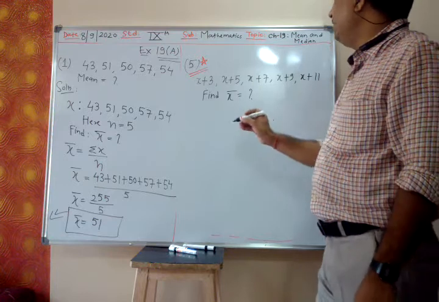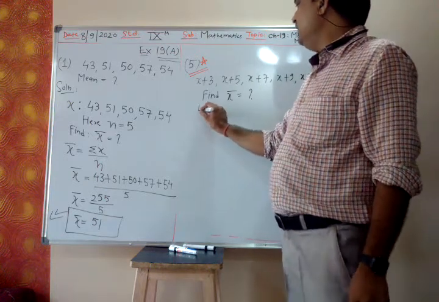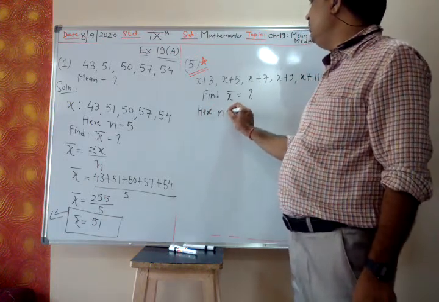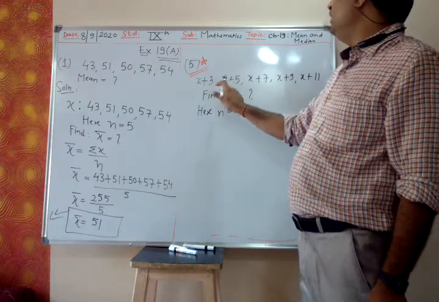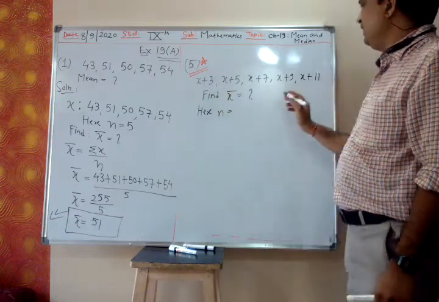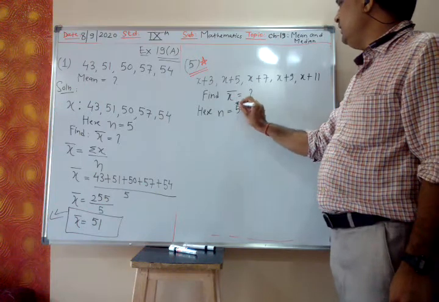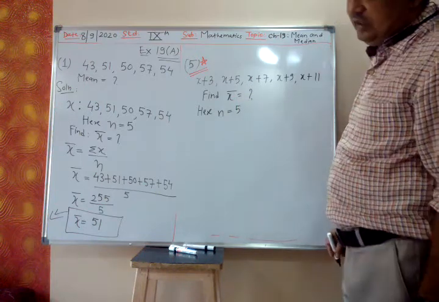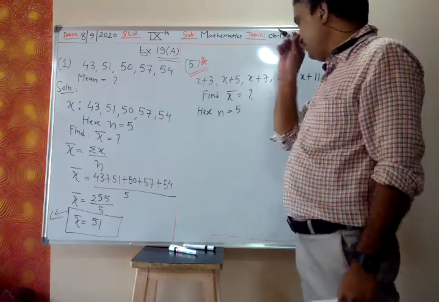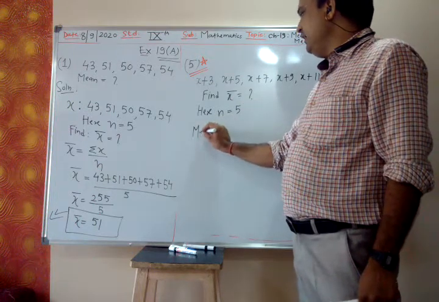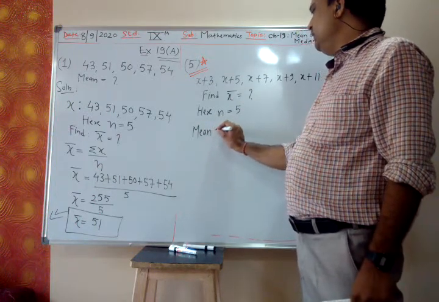So how will we find mean x bar? Here, what is n? How many values are given? 1, 2, 3, 4, 5. Small n is 5. So now we find the mean value.